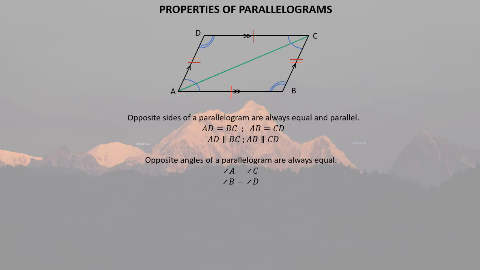Now when you join AC, it becomes a diagonal. We have BD, another diagonal. They are intersecting each other at O. Whenever they intersect, they bisect each other. So we can write AO equals CO and BO equals DO. So the diagonals of a parallelogram always bisect each other.